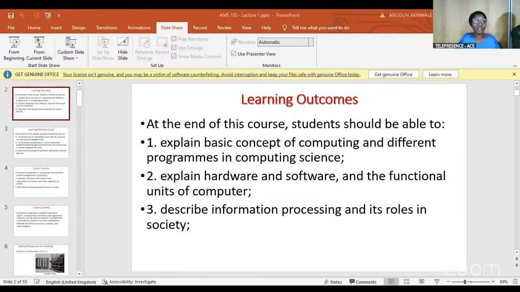Okay, so here we go. You can see the learning outcomes being displayed in my second slide. That's slide 2. Good. Okay, thank you. So if you can see, let me wait for you to tell me if you can see.